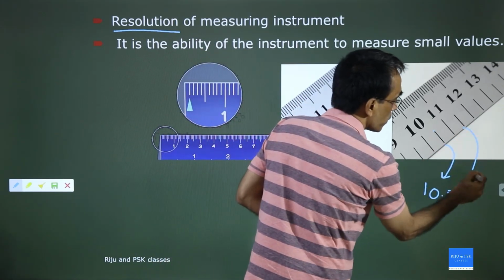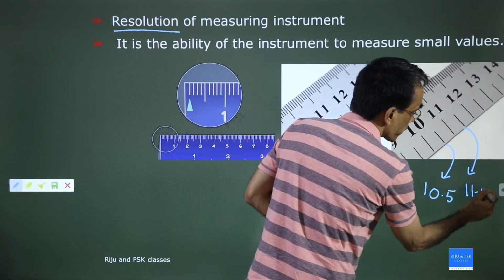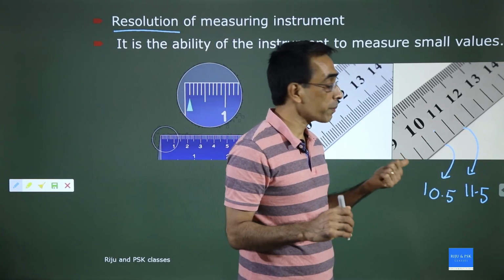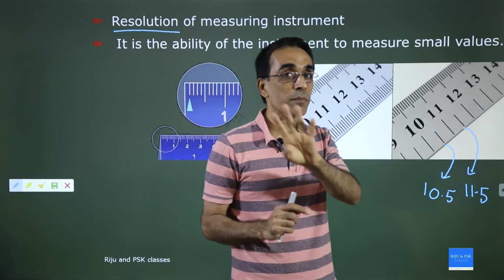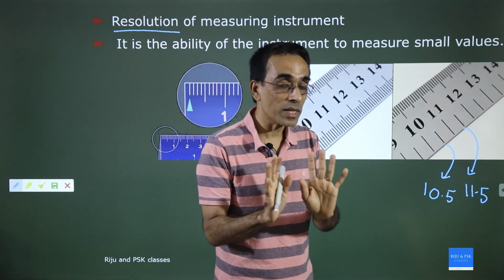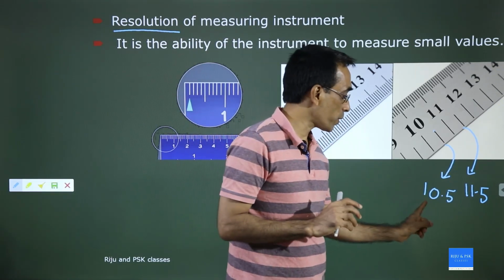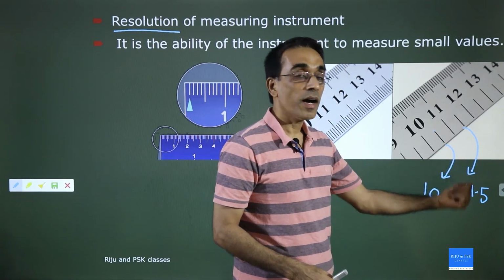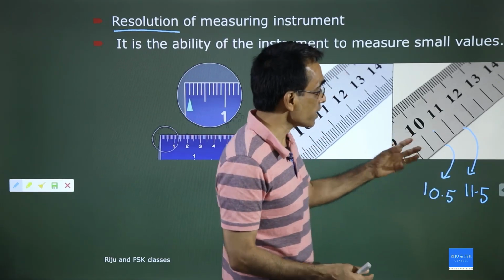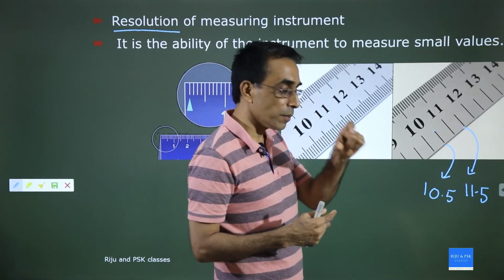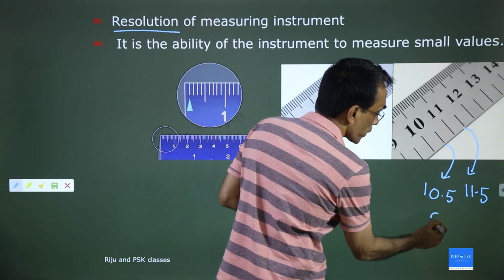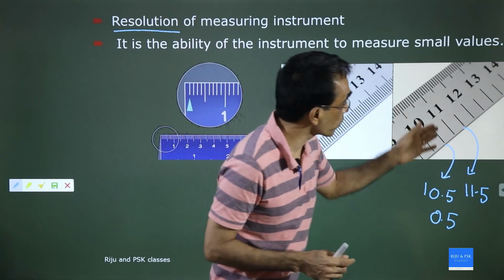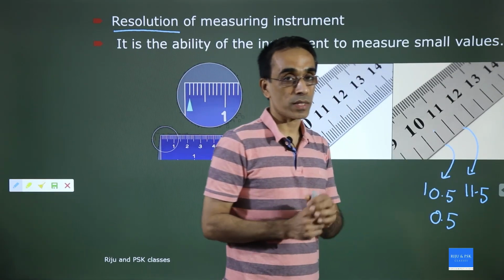So what is this thing now? This will be equal to 11.5. So you can measure 10, then you can measure 10.5, but you cannot measure 10.4. You cannot measure 10.2. You can't measure 10.6, you can measure 11, after that 11.5. So this has got a minimum value measurable. What is the minimum measurable value? And that is 0.5. The minimum measurable value is 0.5 unit. Whatever be the unit, centimeter or meter, it's half of that one.